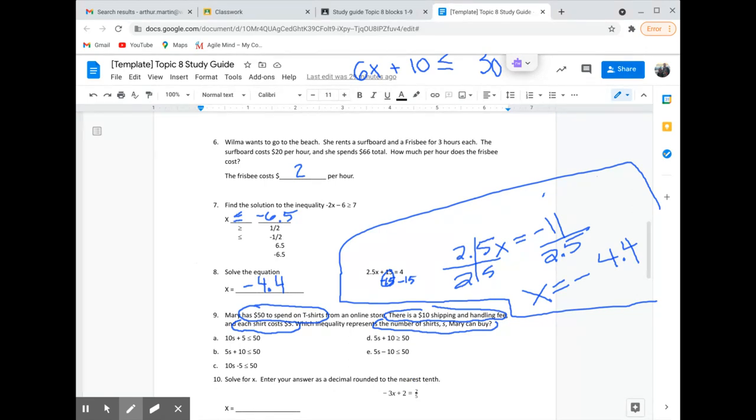Would we want it to be less than or equal to 50 or greater than or equal to 50? Less than or equal to. Why? Because she only has $50 to spend. Correct. All right, so that means we're getting rid of that one.